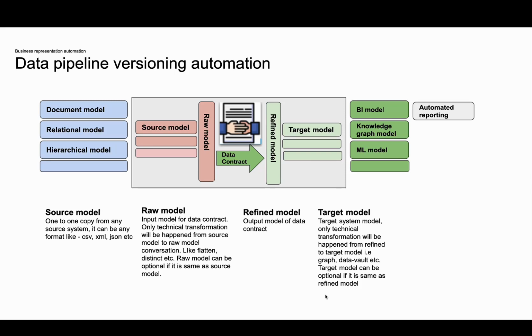Welcome to the automation demo of the business model representation. As part of today's demo, I am going to show how to do data pipeline versioning. I will use the blue/green deployment methodology. The new version of the data flow will be run alongside the old version. The old version can be removed or the new version can be rolled back.